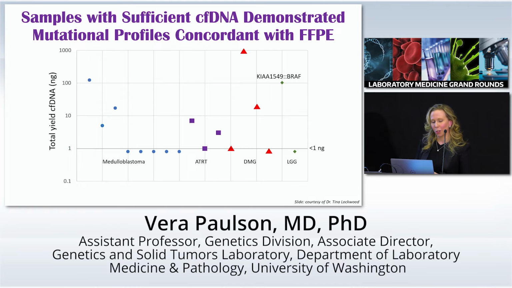And I'll tell you, 1 nanogram seemed to be that sweet spot. If we got over that, we could get tumor profiles from the cell-free DNA. And for all of those cases that were successful, about half failed, but for the half that succeeded, all of those alterations were actually concordant with FFPE, including a BRAF fusion. Fusions are notoriously difficult to pick up, which is why I'm highlighting our ability to detect these.